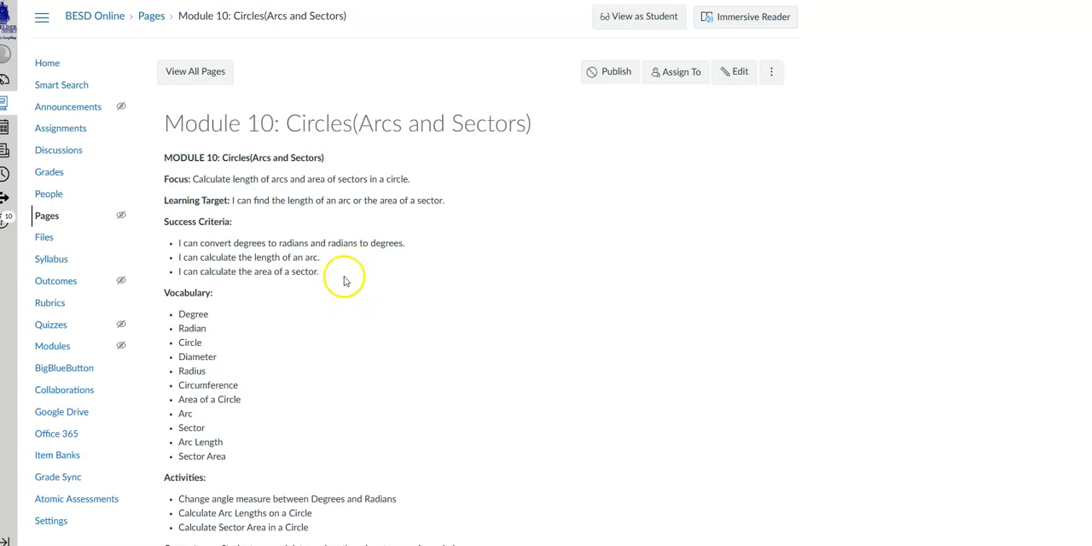Okay, day 2, module 10 on sectors. Again, our learning goal for this is to find the length of the arc. So that's our learning target. Our success criteria is going to be to calculate the length of those arcs. And so we'll go over some vocab, make sure you guys are good with that as well as we go through this here.